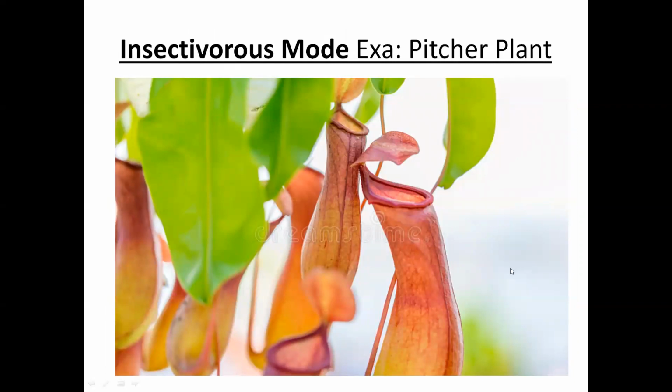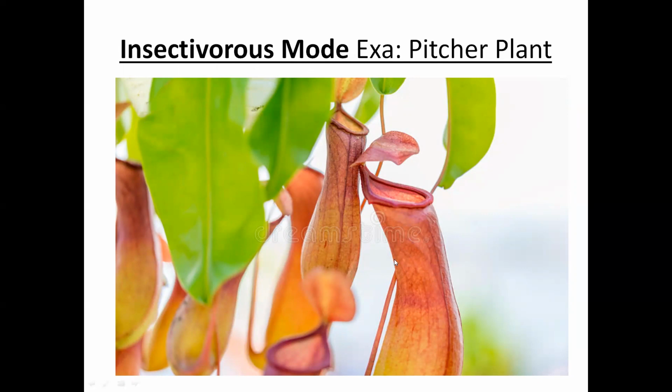So next, nutrition in which, though the plant is able to prepare its own food, it is killing insects and getting its nutrition. So it is called insectivorous mode of nutrition. In this, some of the plants, though they are able to prepare their own food, will be killing or attracting insects and digesting their juices to get their nutrition. So pitcher plant and Venus flytrap are the examples.